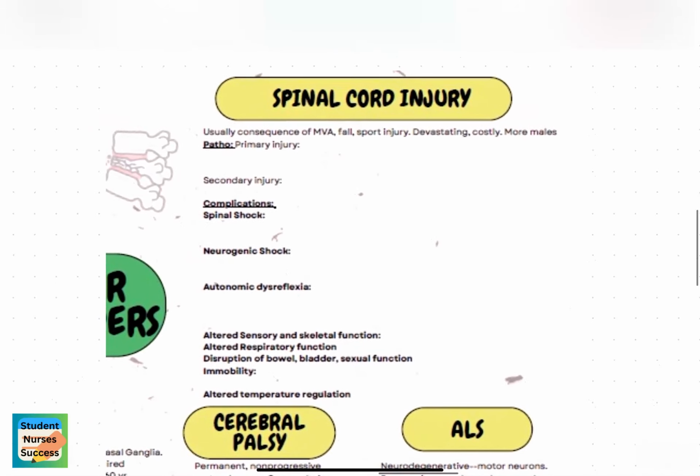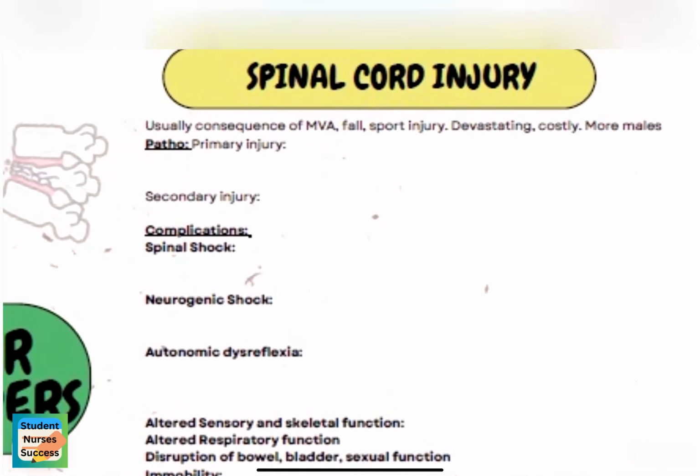Now let's move up and talk about spinal cord injury, which is our last motor topic. Spinal cord injury is usually the result of a motor vehicle accident, a fall, or a sports injury. It's devastating and costly. We see more males with spinal cord injury due to the cause being trauma or injury related. Now, with the pathophysiology of a spinal cord injury, there is the primary injury, which is the injury to the cord.